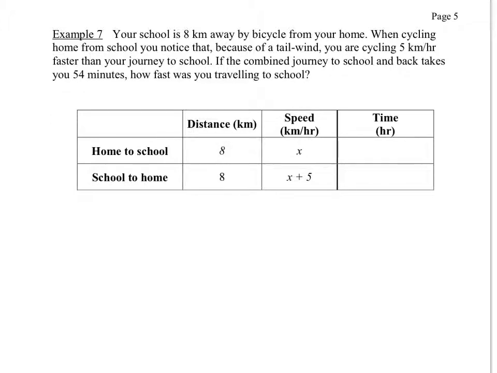Now, how do we get an expression for the time it takes to go from home to school? Well, time was equal to distance divided by speed. So since that was the case, we should have 8 over x as the time to go from home to school. And likewise, to go from school to home should be 8 divided by x plus 5. The distance divided by the speed, again, should give you the time.